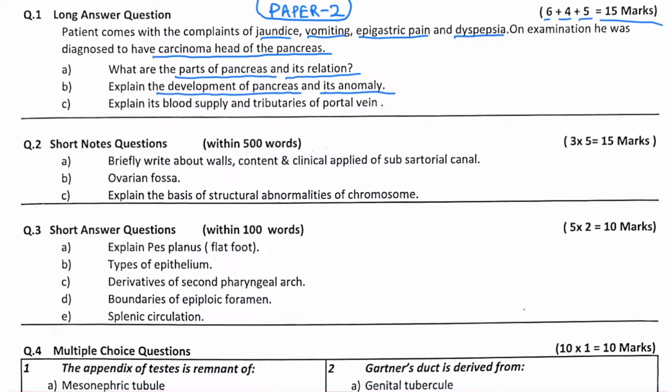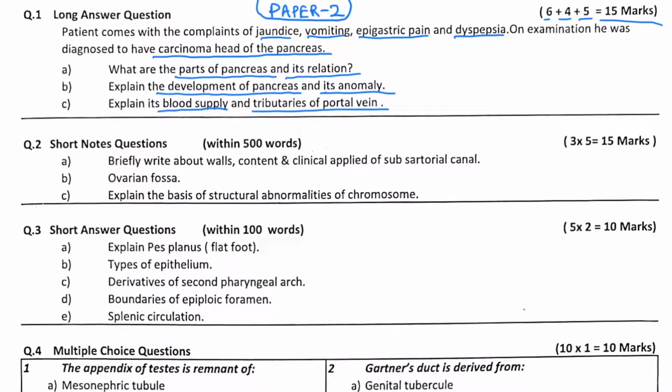Next is: explain the blood supply and the tributaries of portal vein. So there are two separate parts in this question. Because it's of 5 marks, you can consider that blood supply may be of 2 marks and tributaries of portal vein can be of 3 marks.